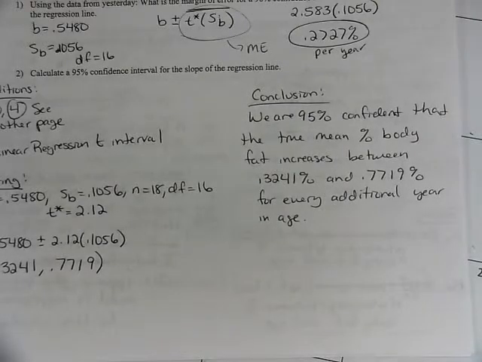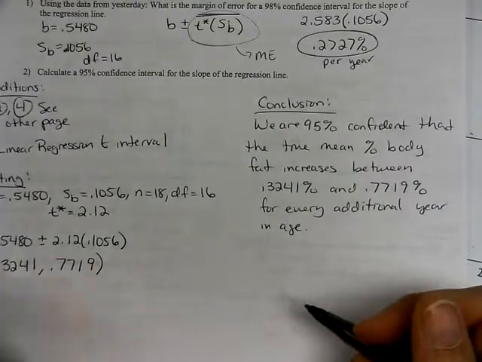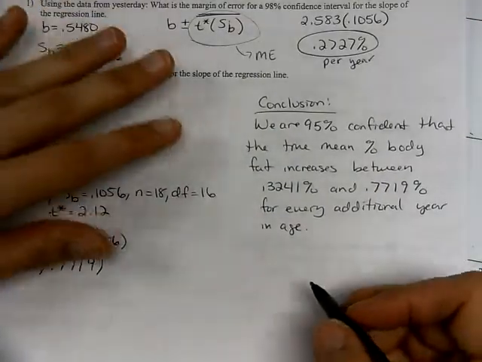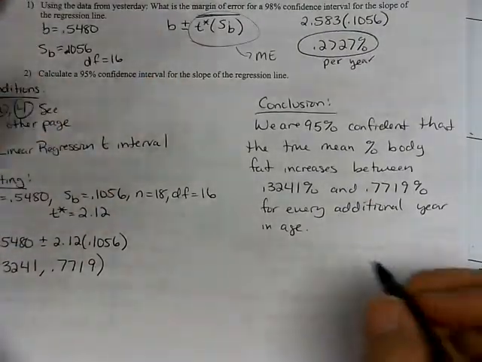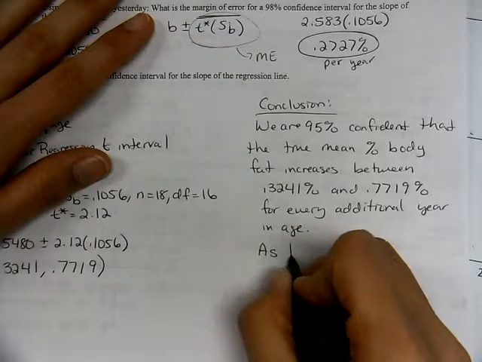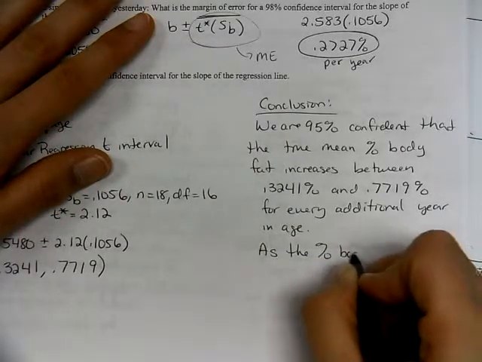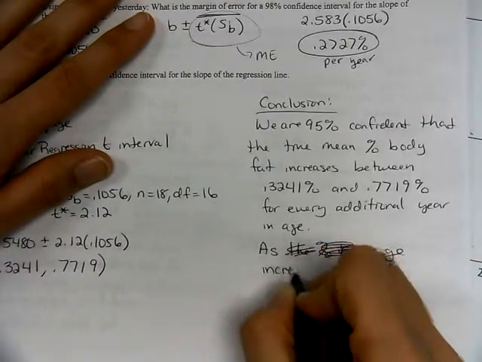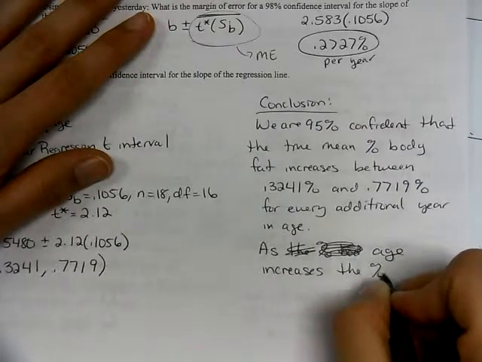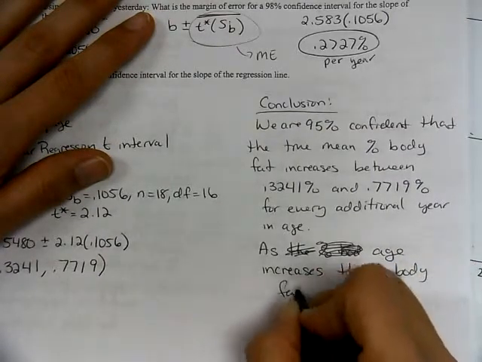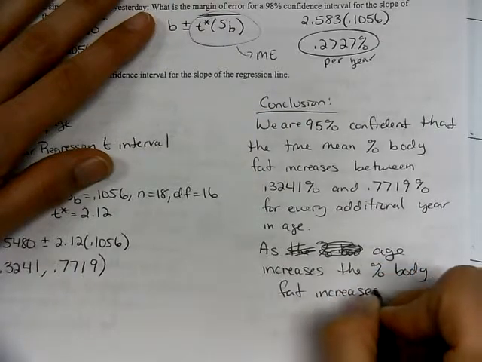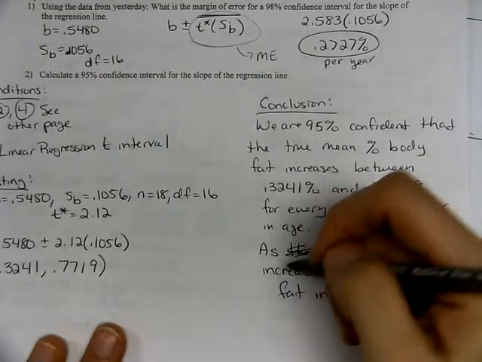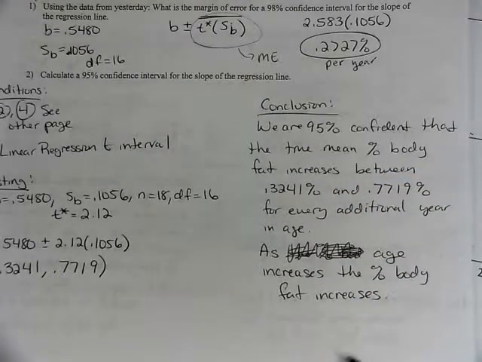Now your second sentence should comment on the fact that they're both positive. Because they're both positive, again, not one stronger, because you're still just doing the slope, kind of explain what a positive slope is. As age increases, the percent body fat increases. So as your X increases, so does your Y. Okay.